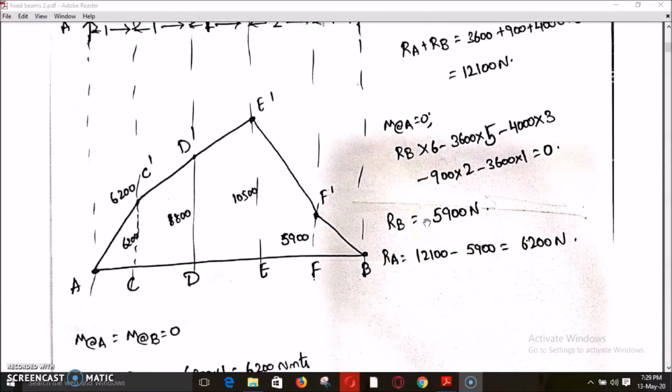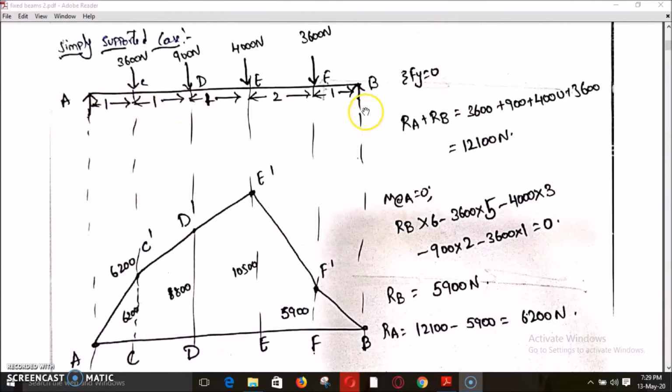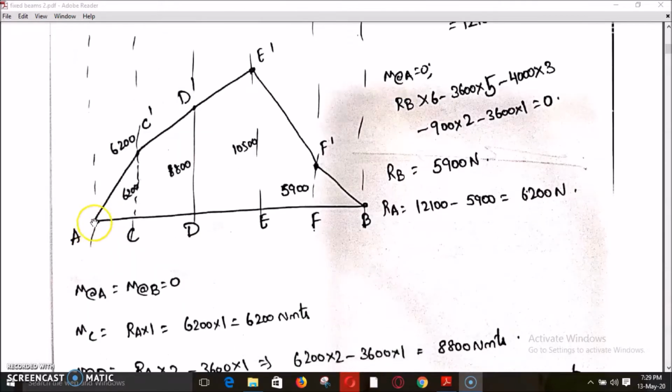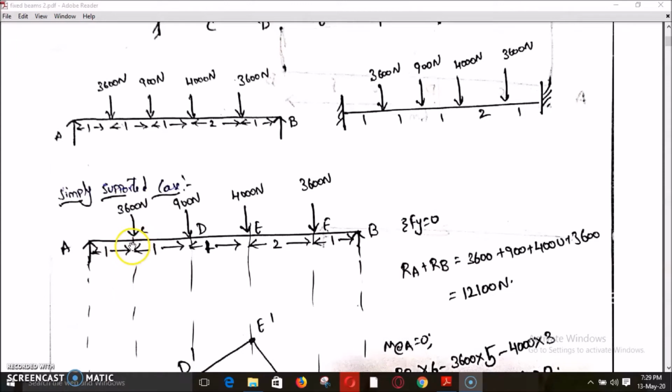Now we can calculate the moments using these RA and RB values at each and every point, and by marking them we will get the bending moment diagram of the beam. So moment at A and moment at B will be 0. Coming to moment at C, we can take either the left side of the section or the right side. Since we had only one force on the left side of the section, I will consider the left side. So the moment at C will only be due to RA.